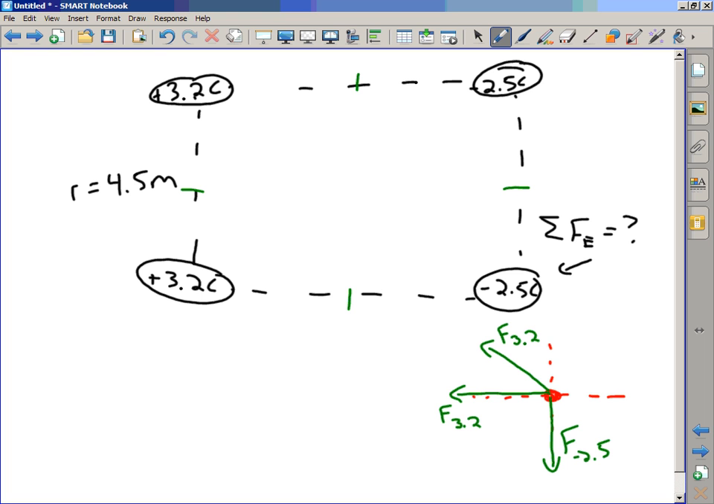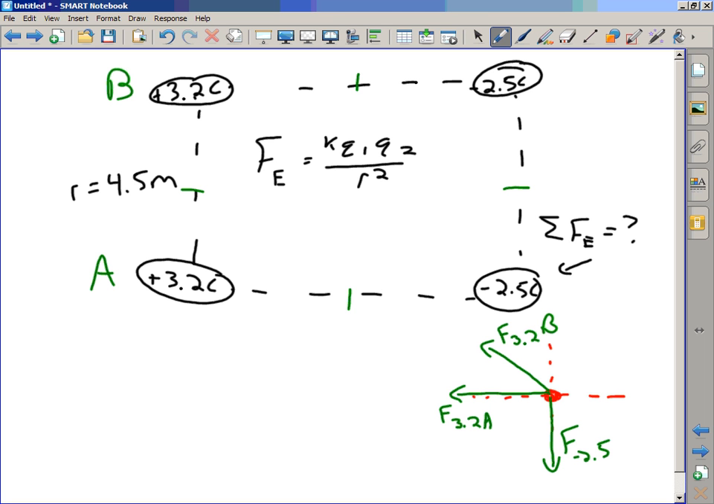You might need to label these some other way so you don't get your 3.2s confused. So maybe I'll label this A and this B: 3.2A, 3.2B. And then you're going to use Coulomb's law, force electric equals k Q1 Q2 over r squared, to figure out the magnitudes of those forces. Then you're going to add the vectors, just like you've always done.